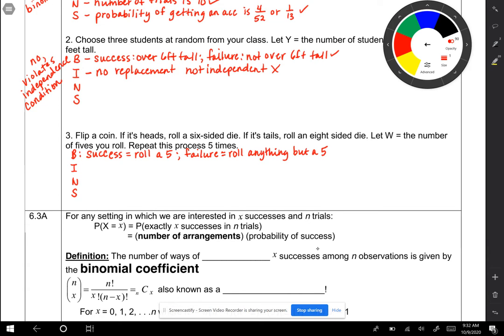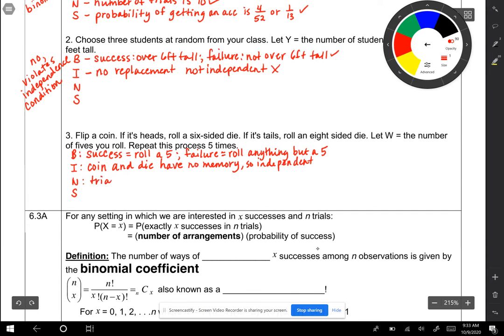Okay. For independence, the coin, notice coins and dice, they don't have a memory. So those are independent. It doesn't remember what was flipped or rolled before. So coin and die have no memory. So those are independent. Number of trials is fixed. You're repeating it 5 times.